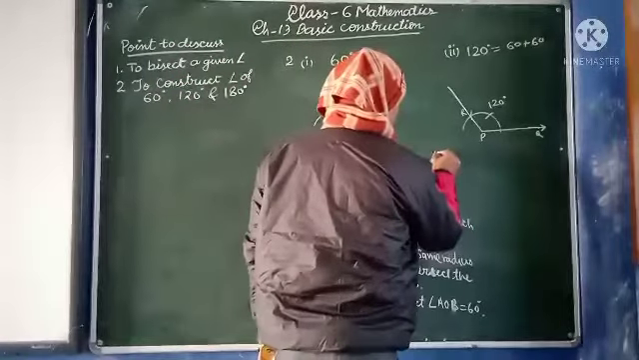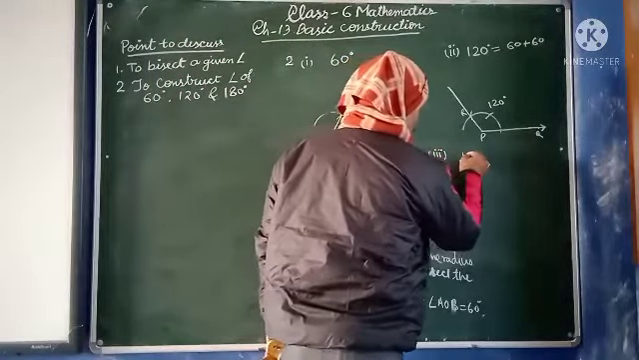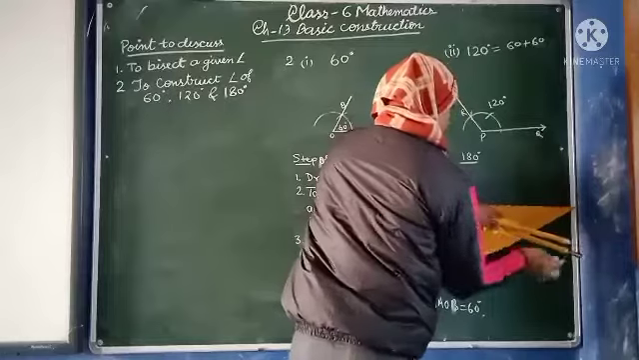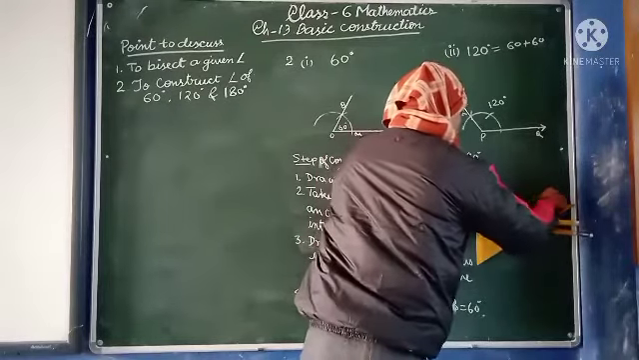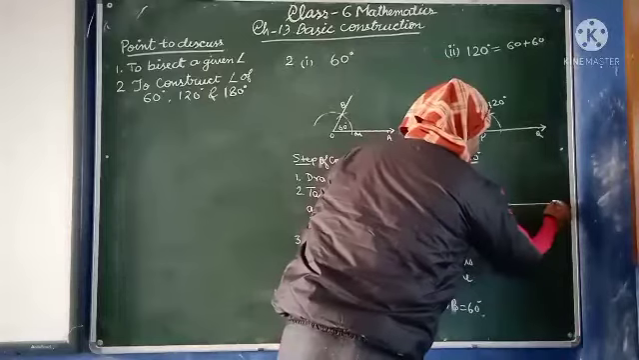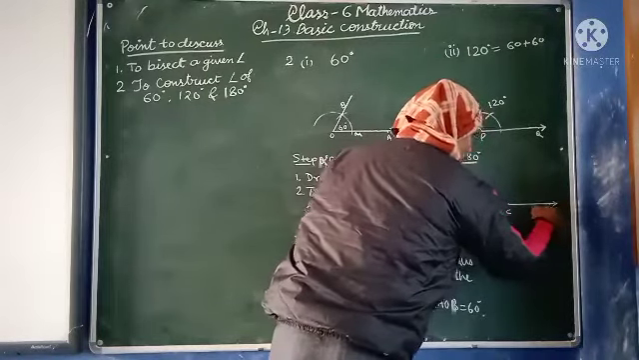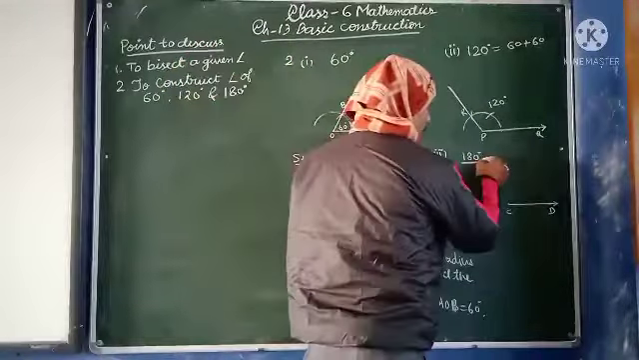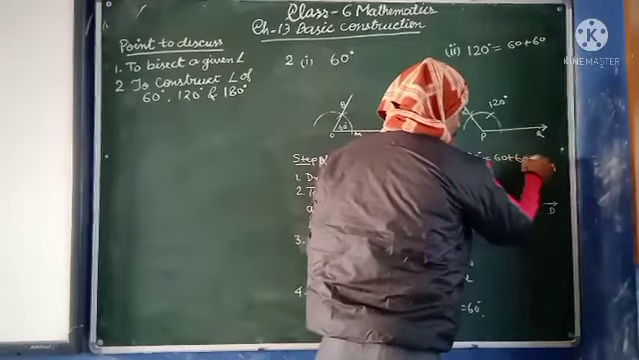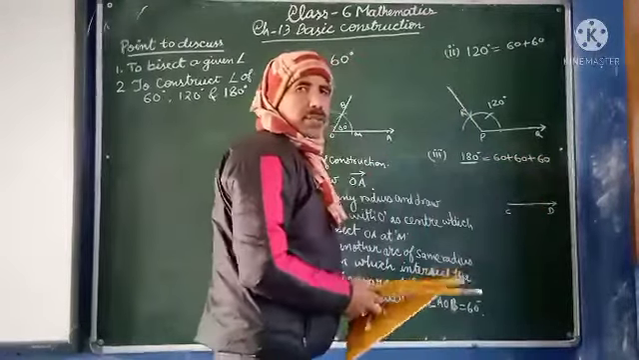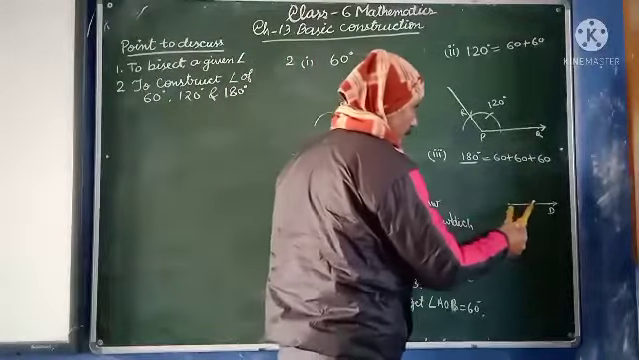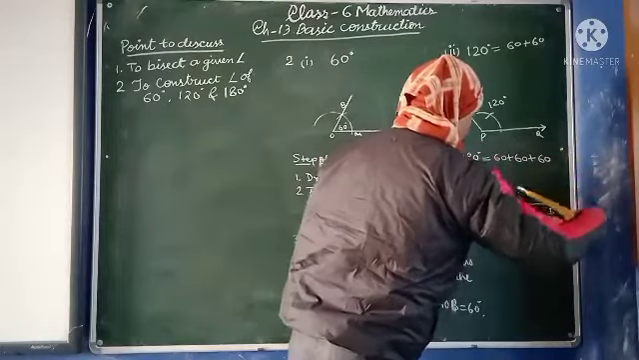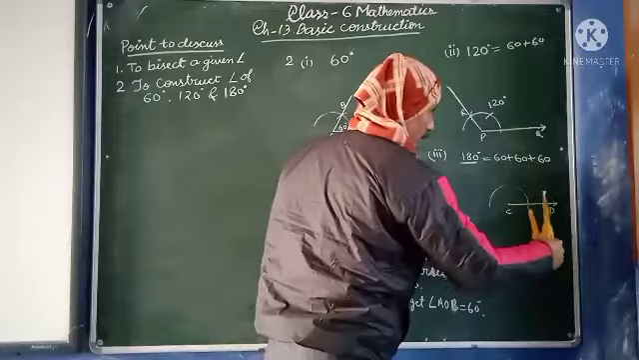Again for the third, that is the 180 degree, we will follow the same steps of construction. First you draw the ray. Suppose this is C and this is D. So we draw a ray CD. Now we have to draw the 180. 180 means 60 plus 60 plus 60. So three times we have to draw the arc of the same length, same radius, like this you have seen. So this is the first arc.